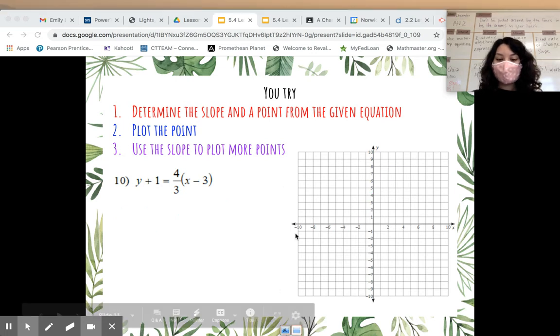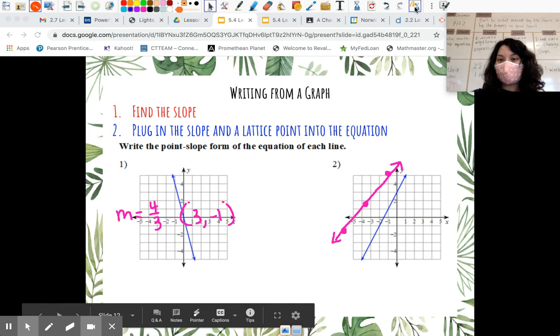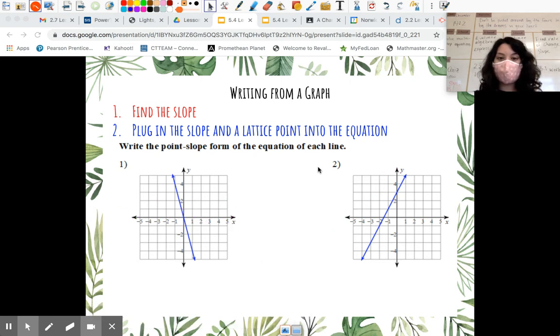The next thing that we're going to talk about, which hopefully won't take too long because I think this video might be getting a little bit on the long side, is how to go the reverse direction, where I give you a graph and you have to write the equation. The first thing that you're going to want to do is find your slope by picking two lattice points.